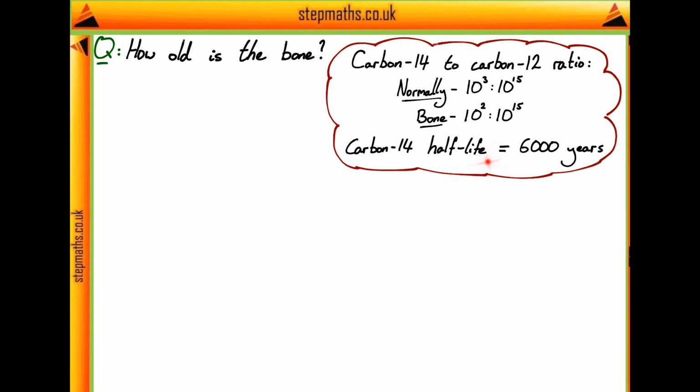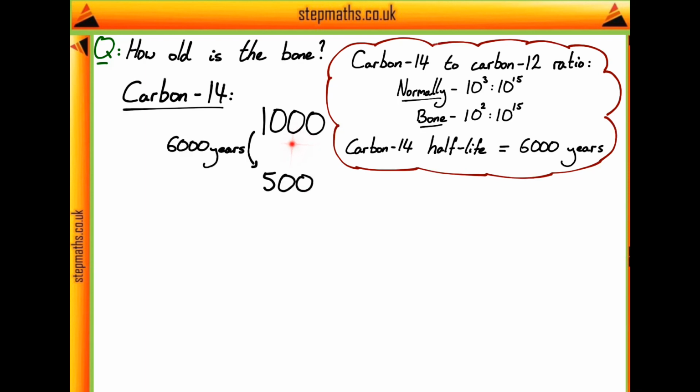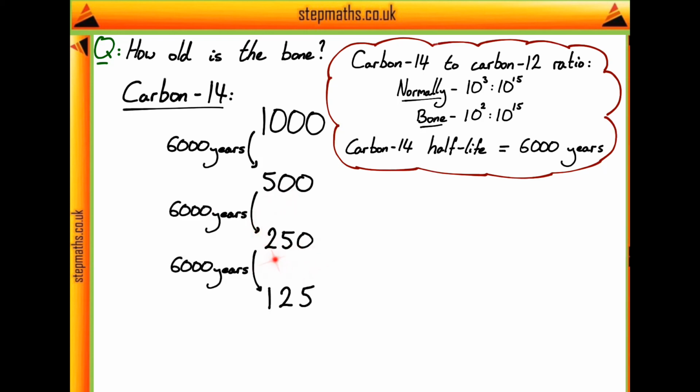Now the easiest thing to do with half-lives generally is just to count down from them. Initially we started off with 1,000 carbon-14 atoms for every 10^15 carbon-12 atoms. After the first 6,000 years, this reduces to 500. After another 6,000 years, we'll have 250 for every 10^15. After another 6,000 years, 125. And after another 6,000 years, 62.5 for every 10^15. But this is further than we're looking for. We're looking for how long it takes to reach 10^2, or 100, so 100 is going to be somewhere in here.